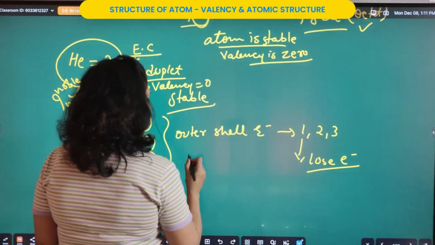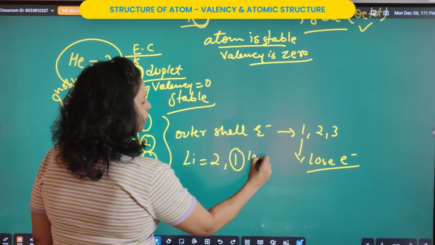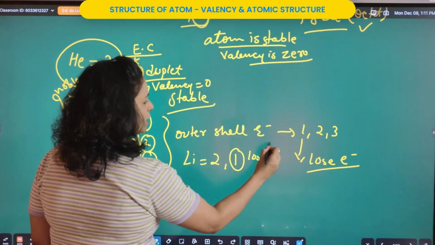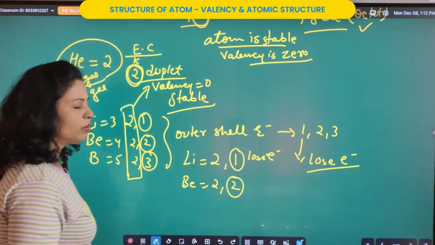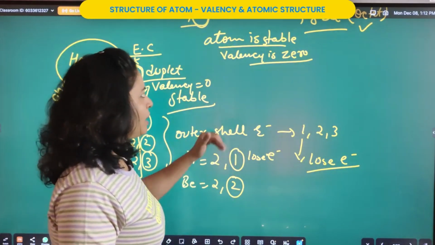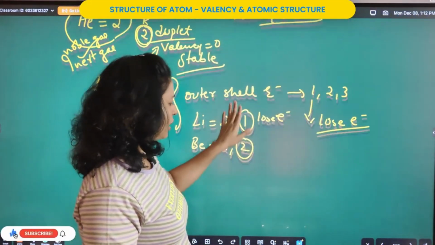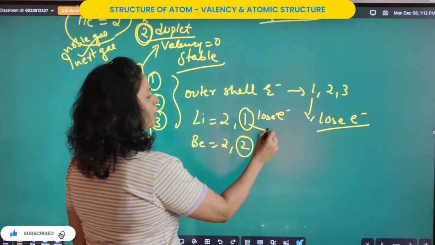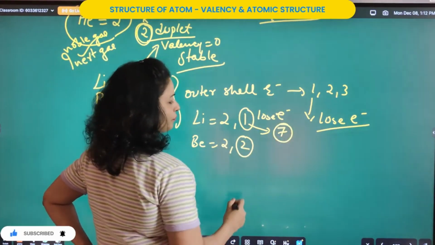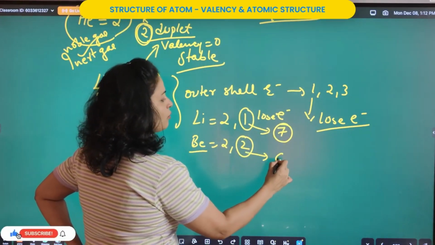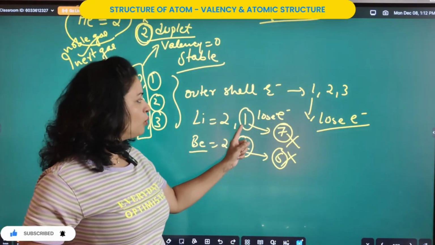So now lithium, what will happen? Lithium is 2,1. So it's easy to lose this electron. Beryllium is 2,2. It's easy to lose these electrons. Now you will ask me that the last shell can have 8 electrons also, that is octet. They can attain octet also. But to attain octet, lithium requires how many electrons? It requires 7 more electrons, and beryllium will require 6 more electrons. That means they require more electrons, so they are able to lose fewer electrons.